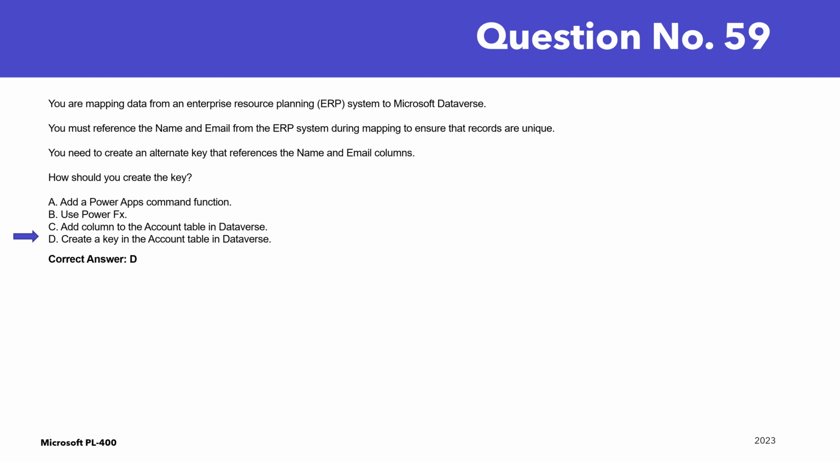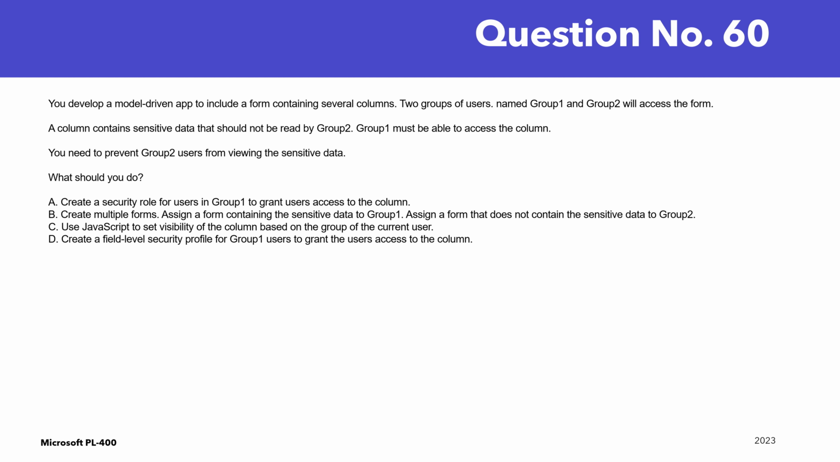Correct answer, D. You develop a model-driven app to include a form containing several columns. Two groups of users, named Group 1 and Group 2, will access the form. A column contains sensitive data that should not be read by Group 2. Group 1 must be able to access the column. You need to prevent Group 2 users from viewing the sensitive data. What should you do?